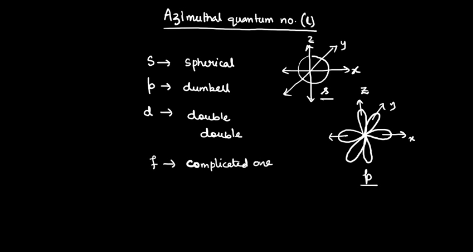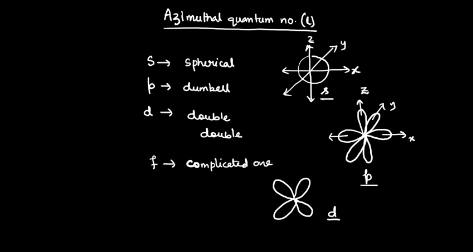Similarly, D subshell is nothing but double dumbbell shaped. It's very much like 2 dumbbells are there. So this is the D subshell. Actually, there are a set of 5 double dumbbells. So those 5 sets give rise to the D subshell.